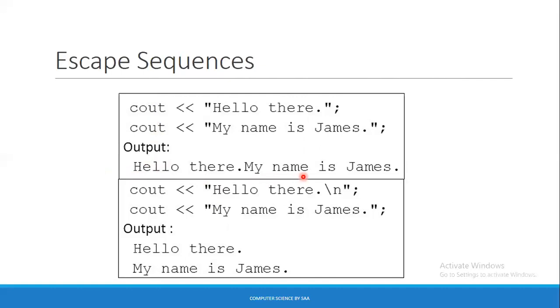If we want to print these two statements separately in two lines, then we will have to write it as cout hello there, this backslash n, and then cout my name is James. Now how will the output look? Hello there. With the help of this backslash n, the cursor is moved into the new line. Then it will print the next message, that is my name is James. So with the help of this escape sequence, backslash n, we have formatted our output.